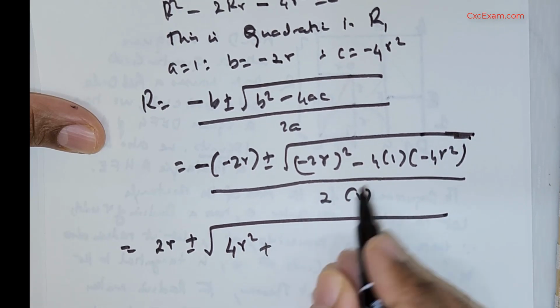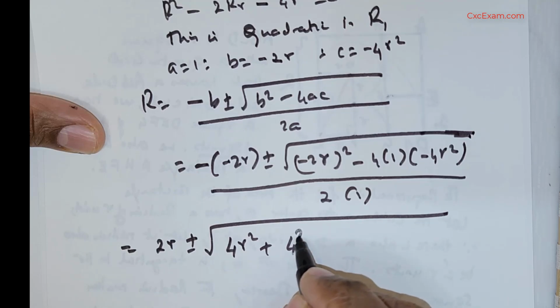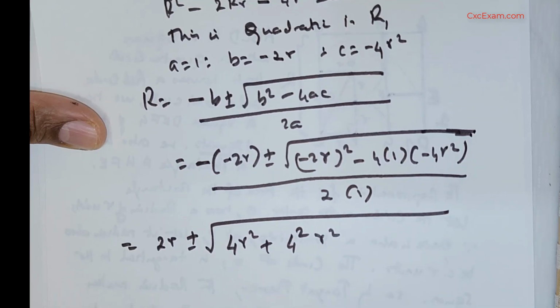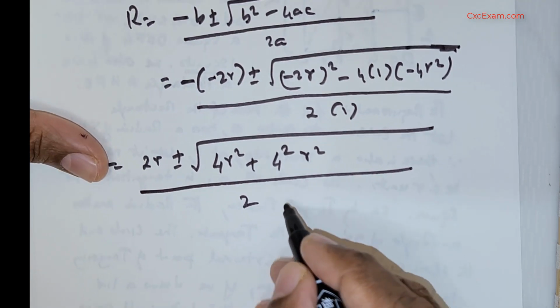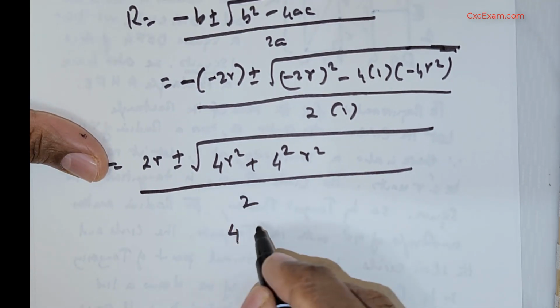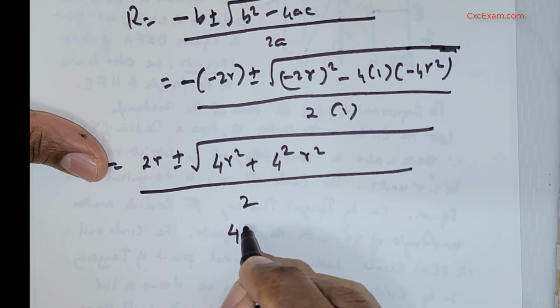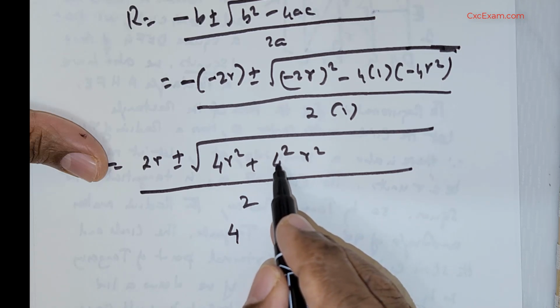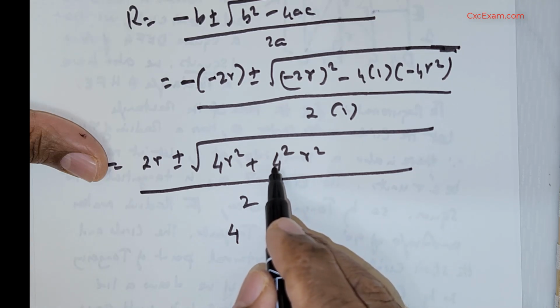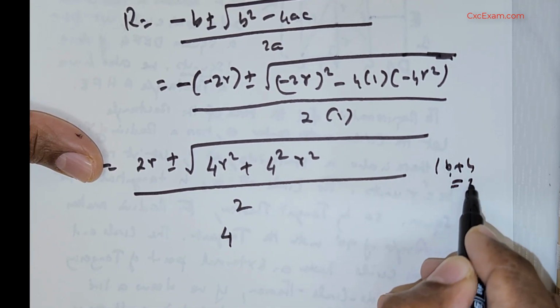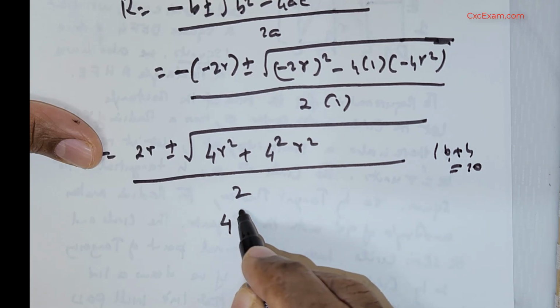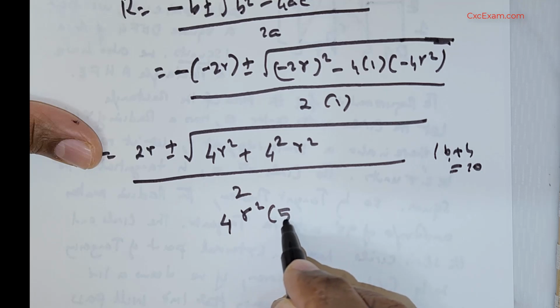This is negative negative positive 4 into 4. I just take it as 4 squared, and then you have an r squared there, divided by 2. So I can take 4 out, because this is going to be 16 r squared plus 4. 16 plus 4 will give me 20. So 20 I am going to write as 4 r squared times 5.